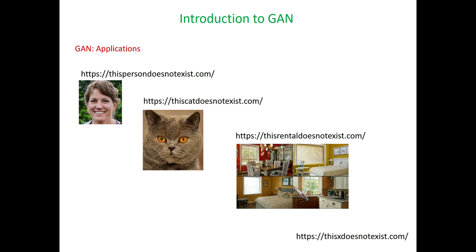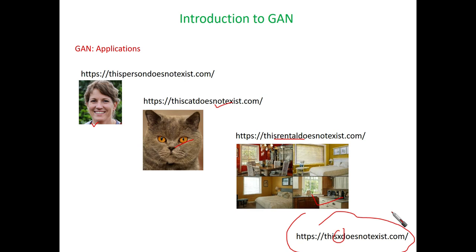Now I would like to say something very nice. You can go to the website thispersondoesntexist.com, and every time you click, you generate some beautiful and very nice image. This looks like a very realistic image, but it's a fake image. You go to this cat doesn't exist, and you can see this kind of picture. Even, very interesting, this rental doesn't exist. You go and you can produce this, but it's a fake image. And there is a page called thisxdoesntexist.com. It lists all of these fun websites, and you can see. Perhaps you can work on that and come up with your own applications, and it will be so cool.